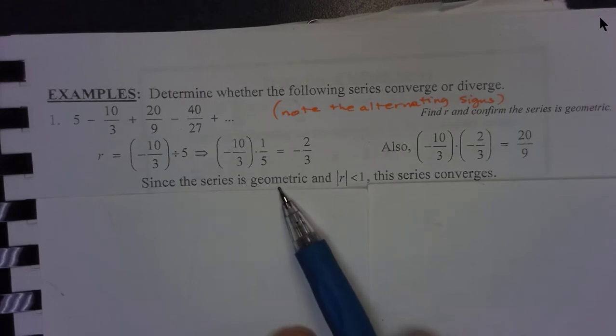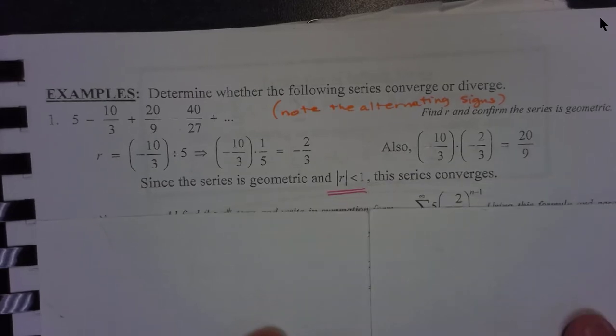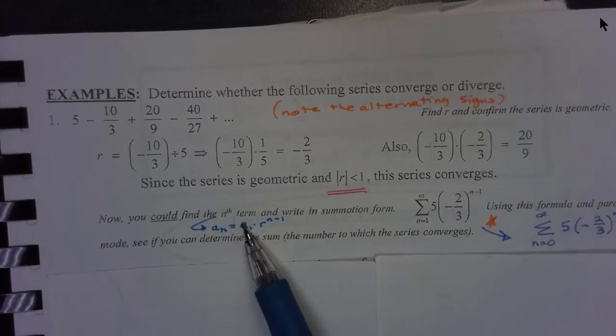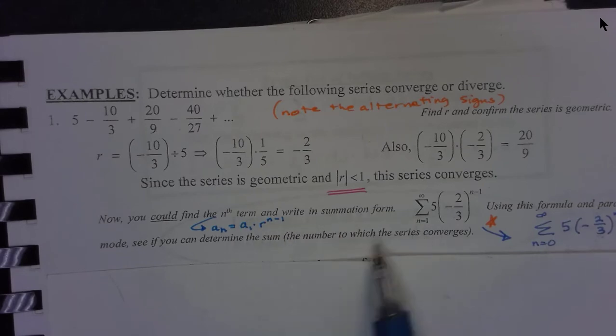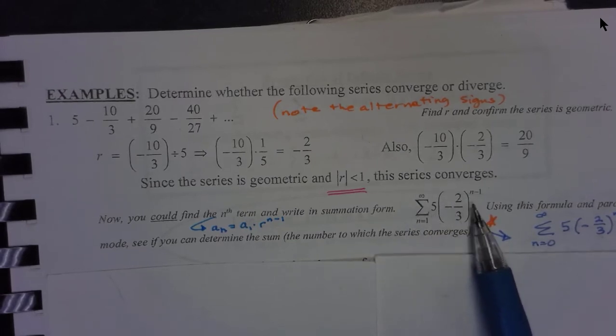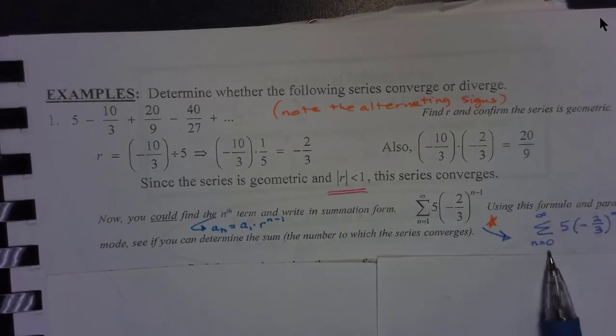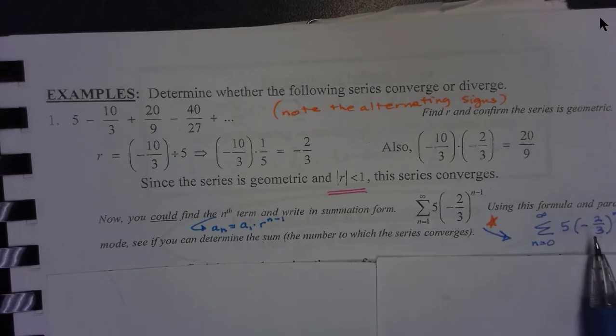Now, the series is geometric because we have a common ratio, and that absolute value of the common ratio is less than 1, so the series converges. I can find the nth term and write it in summation form. There's my nth term formula. My sum, a sub 1 times r to the n minus 1. I could also write this starting at 0, 5 times -2/3 to the n. If we start at 0, this becomes 1. 5 times 1 does give me my first term of 5.